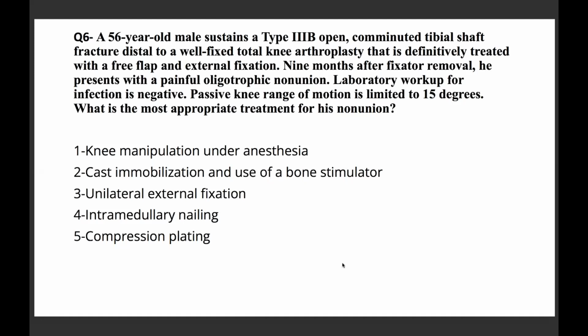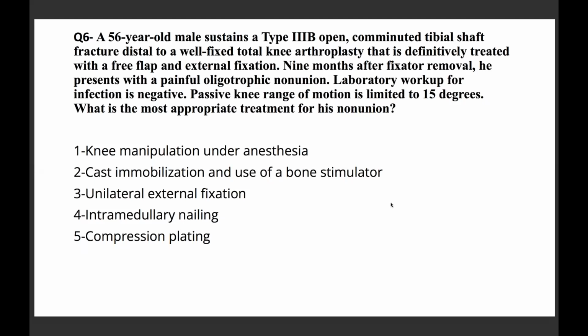Okay, so a lot of debate in this question, and it is well expected. Let's take them one by one. Manipulation under anesthesia, no. It's not an option for treating non-union. And stiffness: this is not the time to treat stiffness. First, you need to have sound bone, then you can handle stiffness.